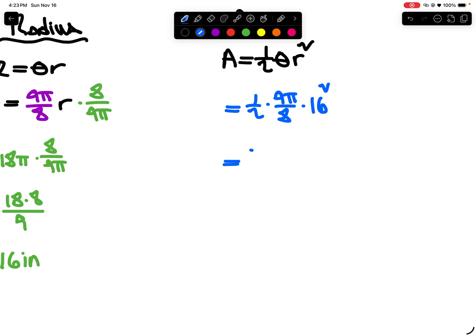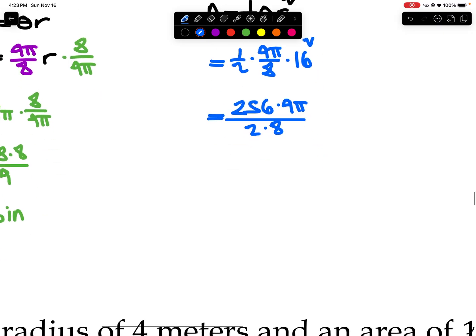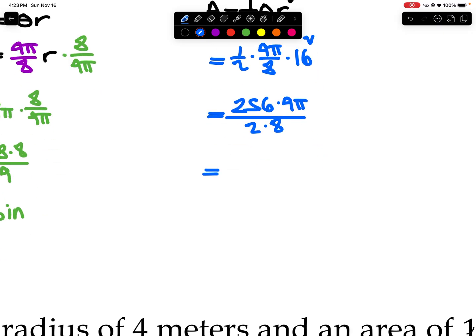Let me just write this out. So 256 times 9 pi over 2 times 8. Let's see if I'm doing my mental math. I hope it's 144.